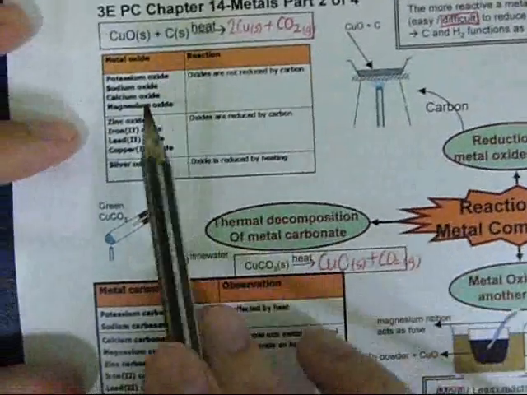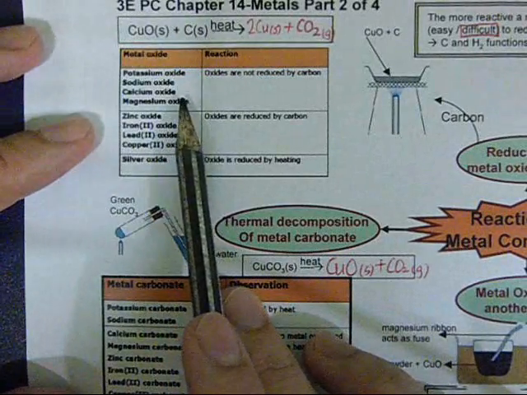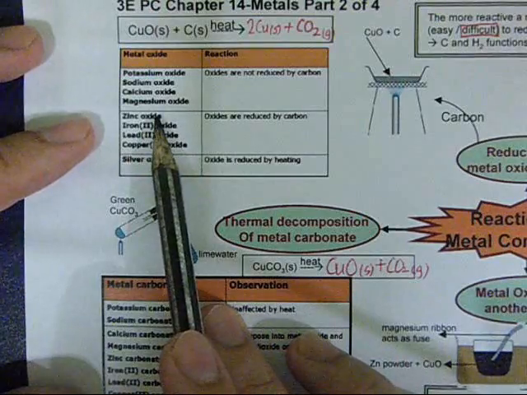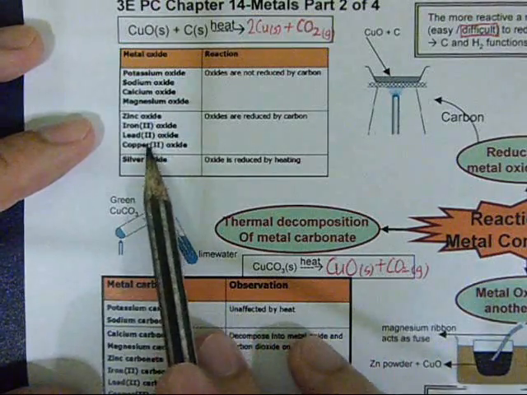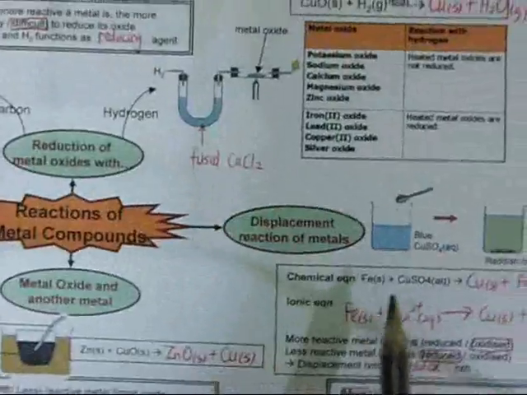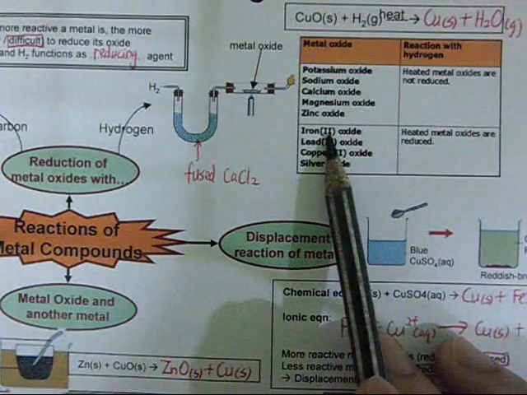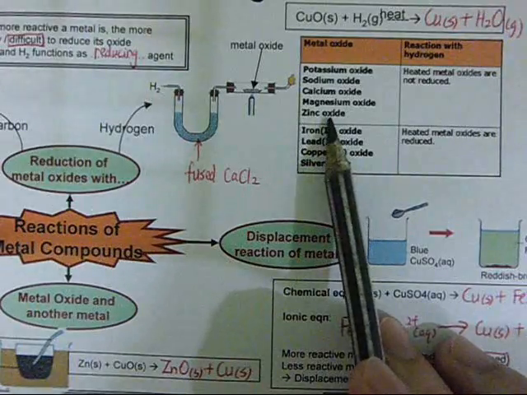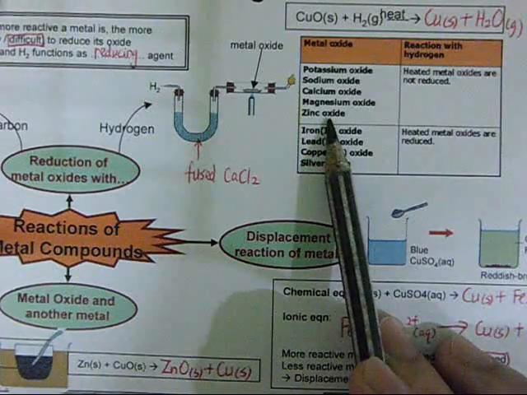And you need to know what are the oxides that can be reduced by carbon. The first oxide that can be reduced by carbon would be zinc oxide. Okay? And the next oxide that can be reduced by carbon is iron 2 oxide. Zinc oxide can, with hydrogen. Zinc oxide cannot be reduced by hydrogen. Remember that.